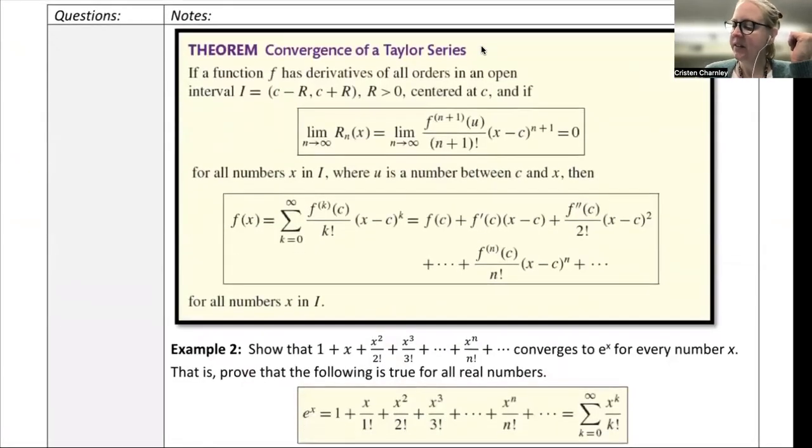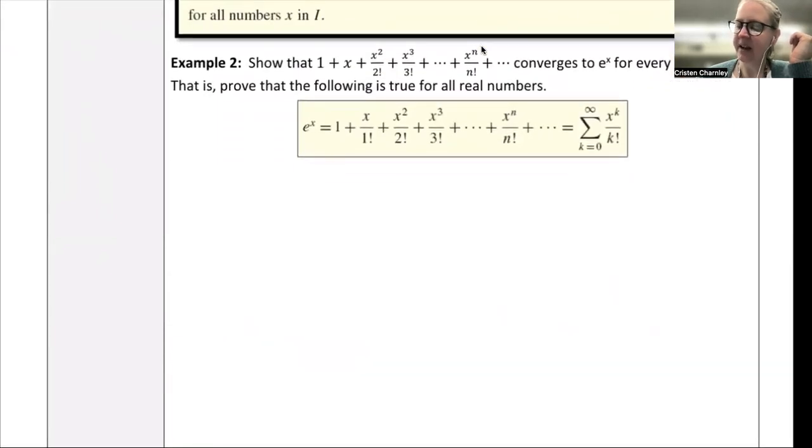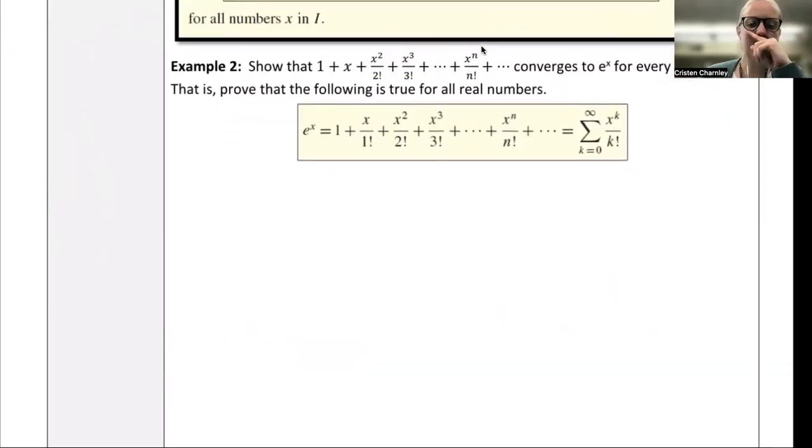All right, convergence of a Taylor series. This tells you where it converges. I don't want to have to prove that. You're not going to have to prove that in the EP exam. So we're just going to go with this.